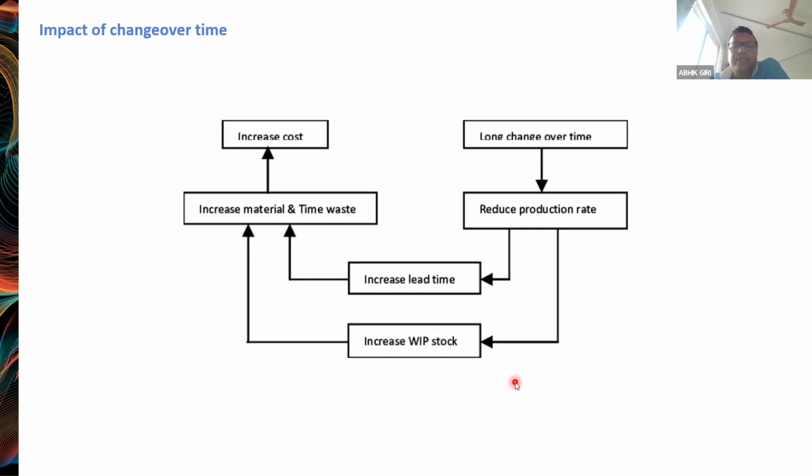And what is the impact of changeover time? It will reduce the production rate and increase lead time. What I mean by lead time here is this: let's say I am first producing Max Fresh, and then I'm producing a mint toothpaste. The time interval between the last unit of Fresh and the first unit of mint production is what I'm calling lead time. So your lead time includes the changeover time also. It also increases WIP stock, increases material and time waste, and increases the cost.